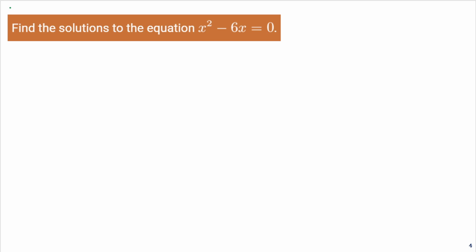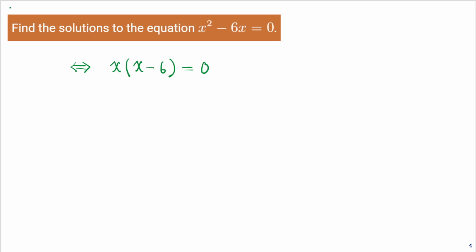Alright, have you finished? Okay, let's have a look at the solution here. So the original equation is equivalent to this one. We can factorize x outside the parentheses, right? So that means x times x minus 6 equals 0.